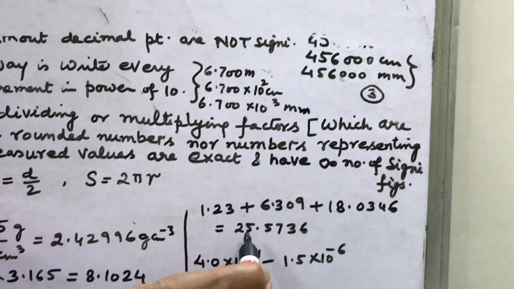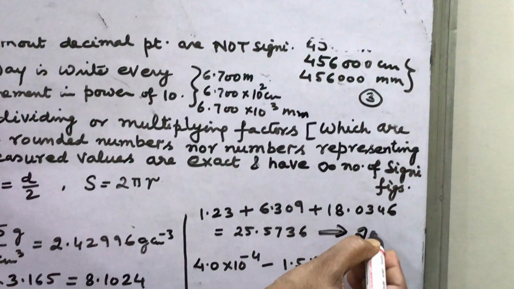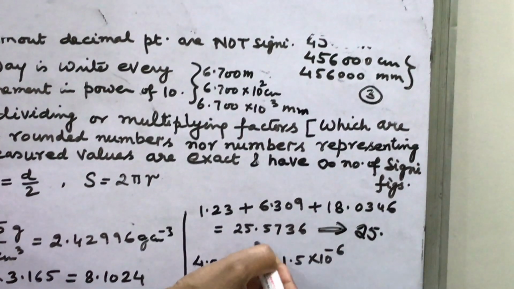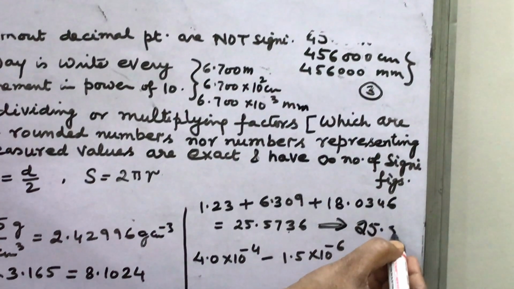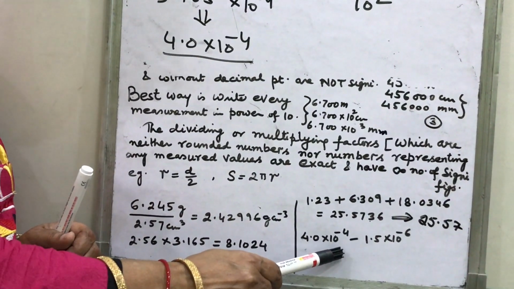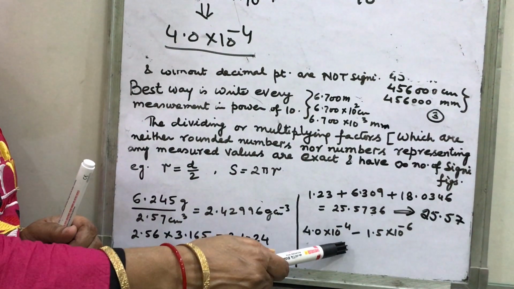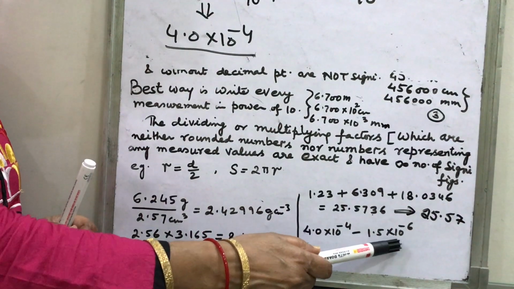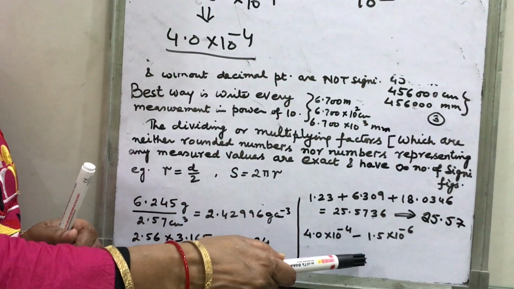So you will round off. What should you write here? The answer 25 point, round off, this will become 4. 4 is less than 5, so you will write only 57. Similarly in a question of subtraction, it is given 4.0 into 10 to the power minus 4 minus 1.5 into 10 to the power minus 6. How will you solve this question?